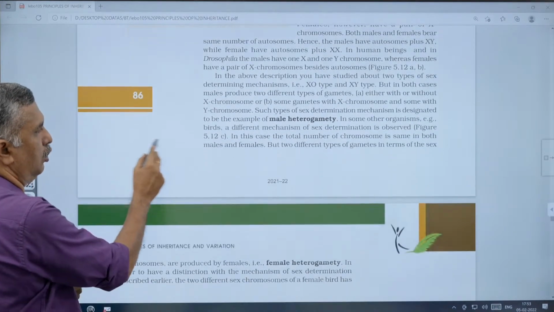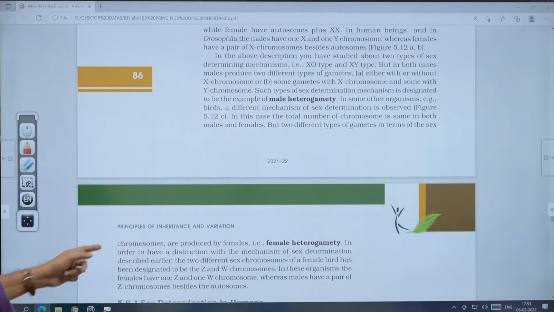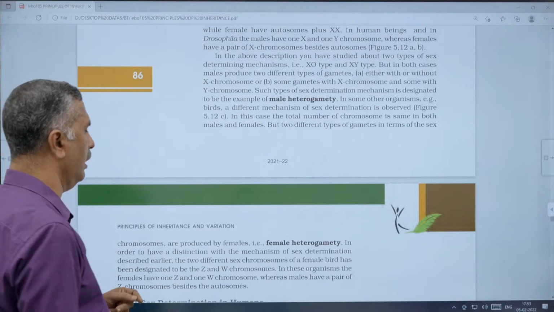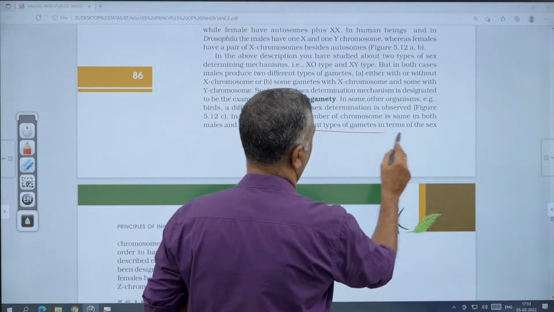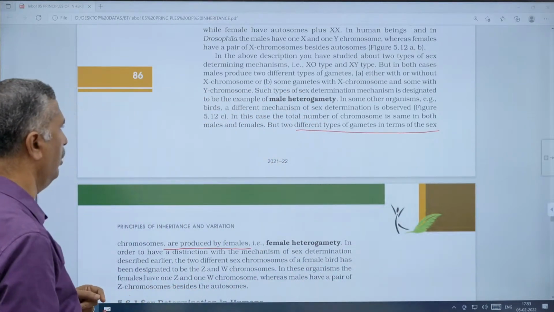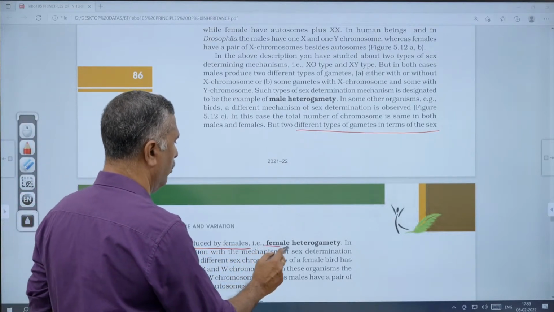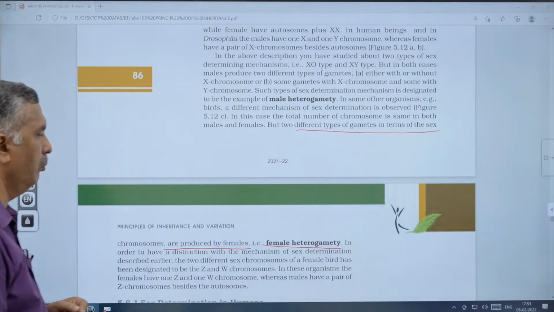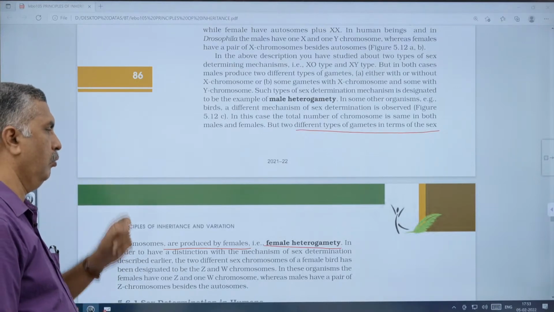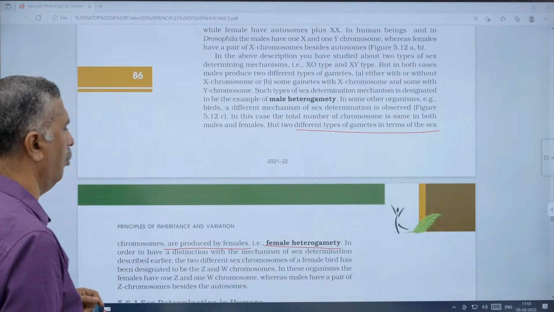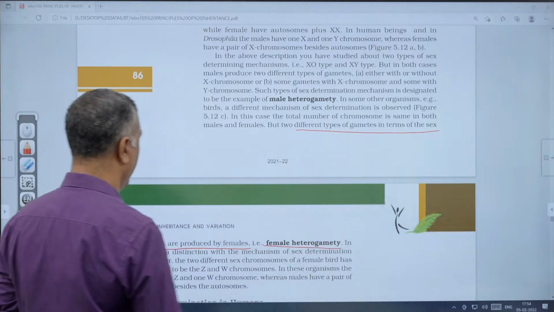So females produce two different types of gametes. That is called female heterogamety. In the case of X0 and XY mechanism, males produce two types of gametes, whereas females are homogametic. In the case of birds, the females produce two types of gametes and it is called female heterogamety.